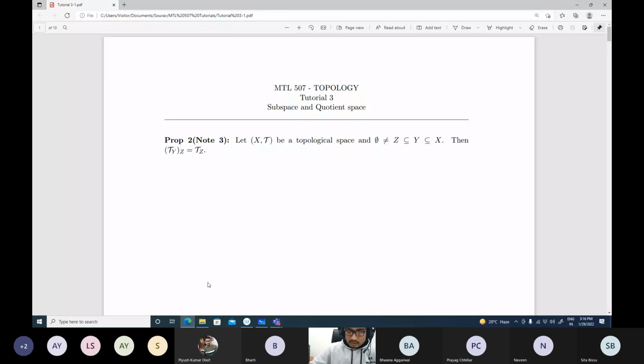Today we will discuss a few problems from subspace topology which are left for you in your Note 3 shared to you, and then we will recall a few basic things from quotient space, or quotient topology, and one or two problems from quotient space. At the beginning, the problems are taken from Note 3, based on the subspace topology. We will first solve those problems.